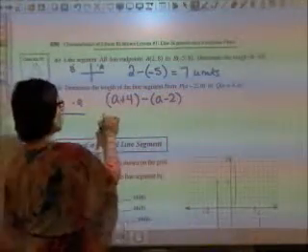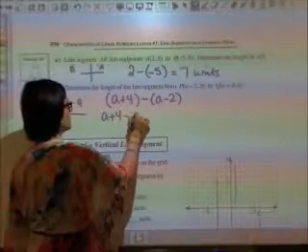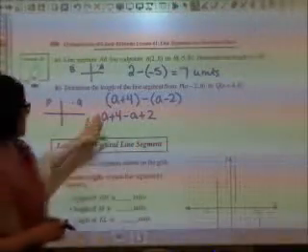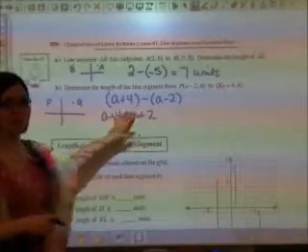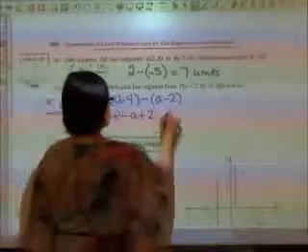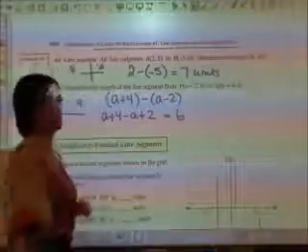So if I remove the brackets, I'm going to get a negative A and a positive 2. The A's will equal 0, so we can say they cancel out. And 4 plus 2 will equal 6.